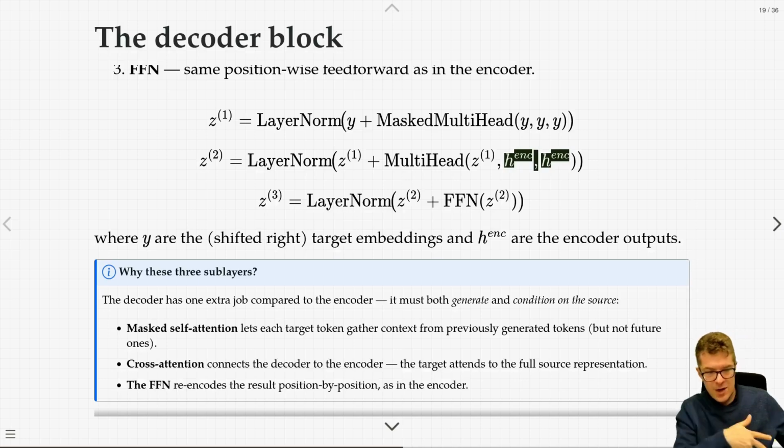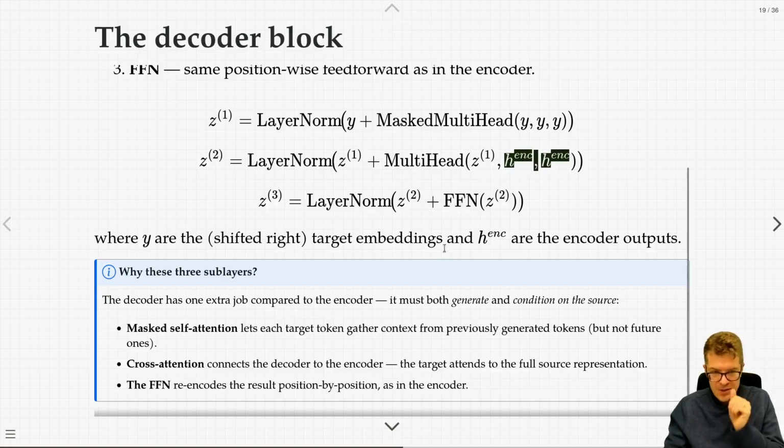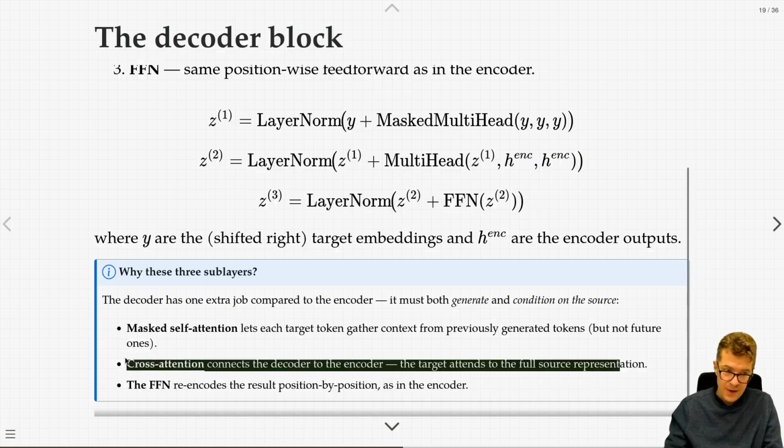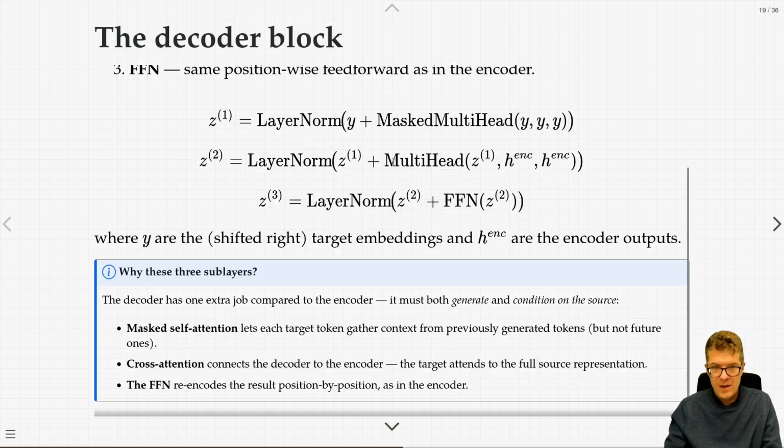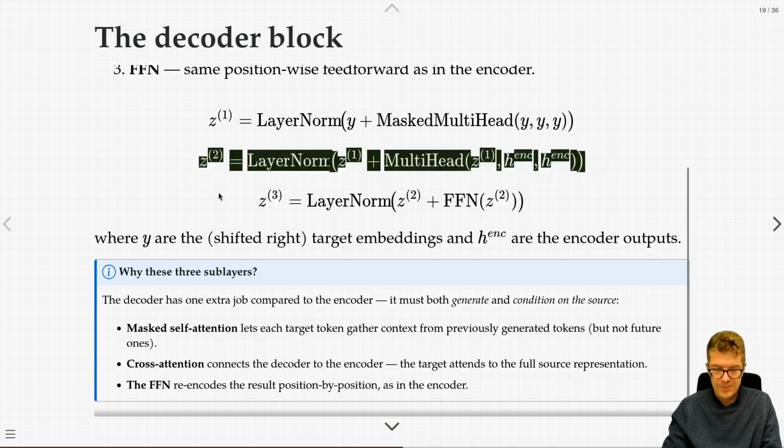I didn't have to have this cross-attention in the encoder because I was only busy encoding myself at that point. But now I'm decoding, so I have to pay attention to myself and the input. And the feed-forward network basically just re-encodes things position by position to get me more or less a unique representation for my current token. This is also true of the encoder. So the only thing I'm really adding in the decoder that I didn't have in the encoder is this cross-attention mechanism, which is this second layer over here.